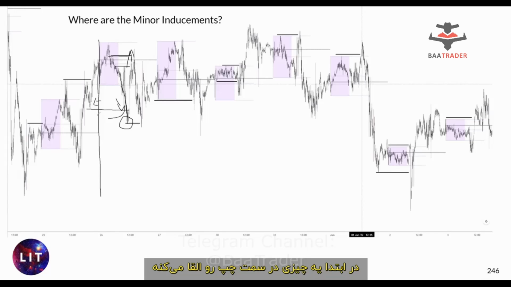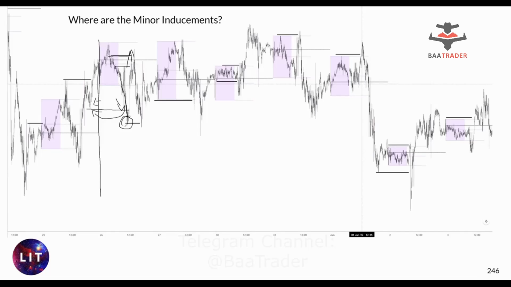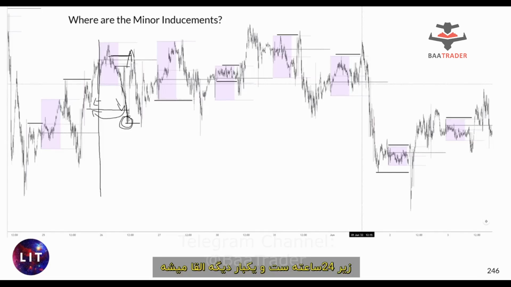Same thing for this point in here. First, of course, it induced something to the left, but it's not minor. It's obviously medium, right? But this point makes a low. It's intraday, gets induced one more time. So this is just a minor inducement after a medium inducement. Okay. Same thing in here.